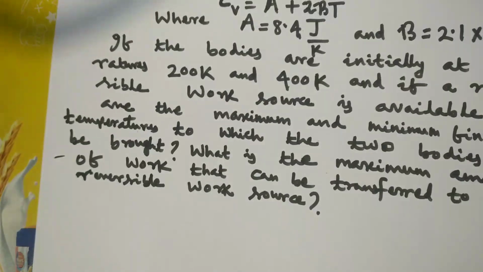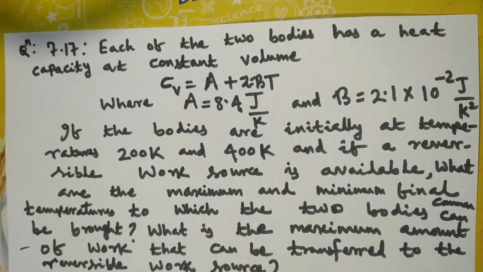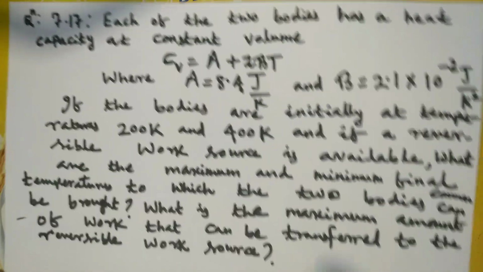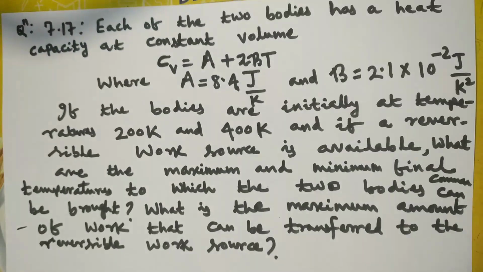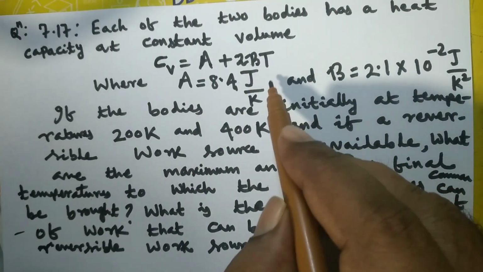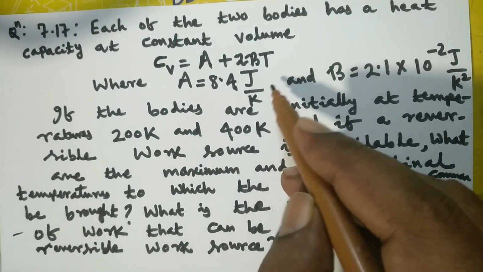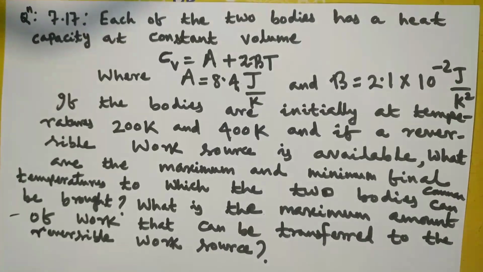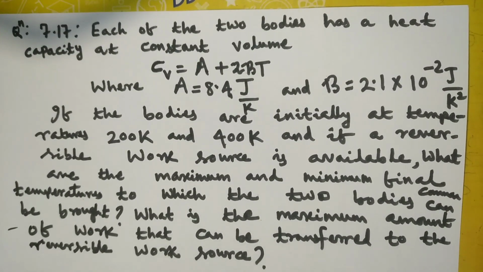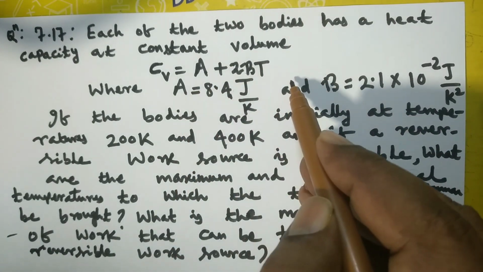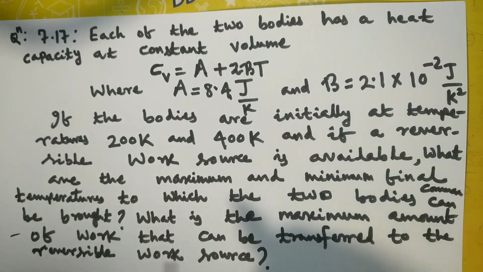So next question is like this. 7.17. Each of the two bodies has a heat capacity at constant volume, that is Cv is equal to A plus 2Bt. This is a case when there are two bodies, two finite bodies, and each is having heat capacity, or product of mass and specific heat at constant volume, that is Cv is equal to A plus 2Bt. Values of A and B are given.